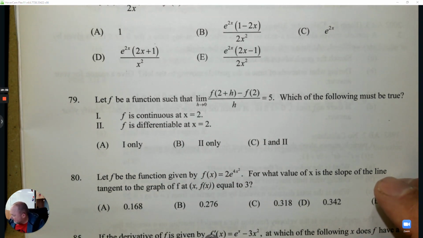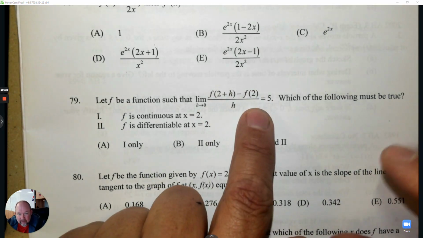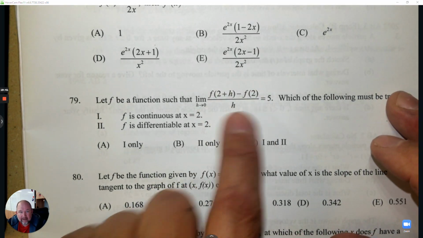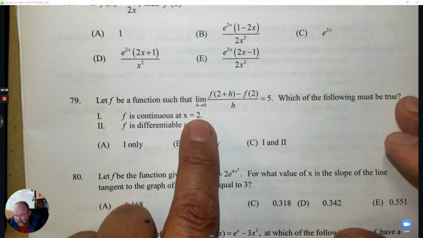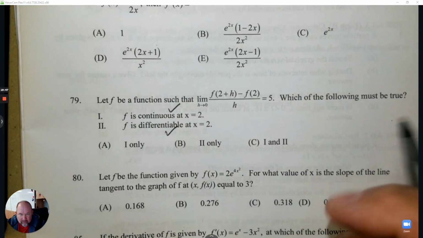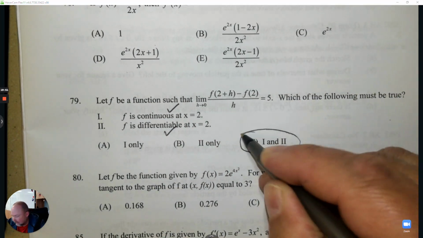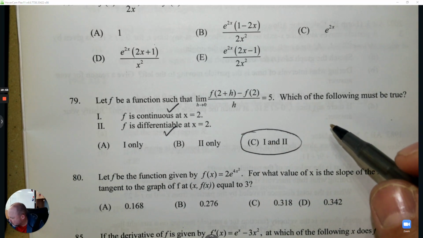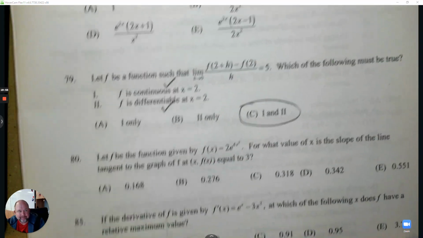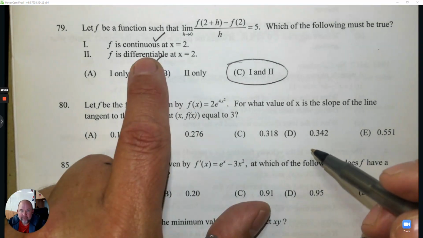So if I look at it, this is the limit definition of a derivative. And so for that to be true at 2, it needs to be both continuous and differentiable for that to be the derivative. So it's 1 and 2. So the answer for 79 is C. 80. If it's differentiable, it's continuous.